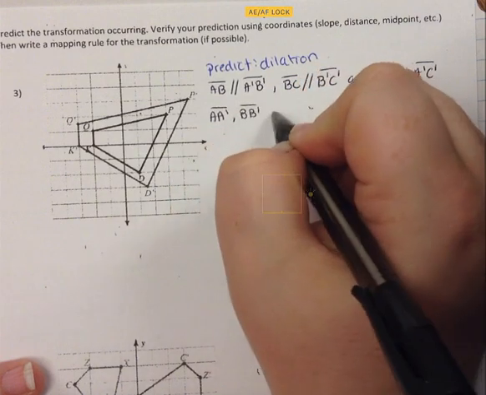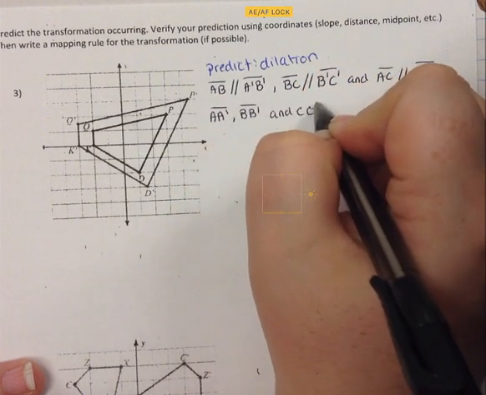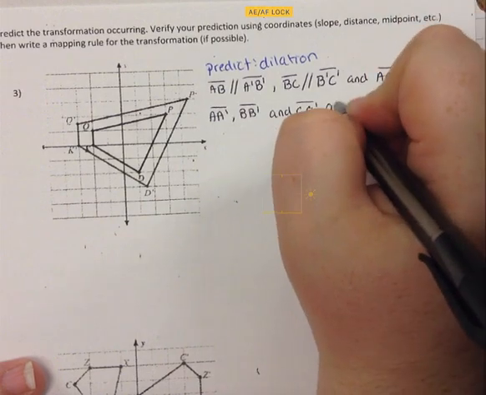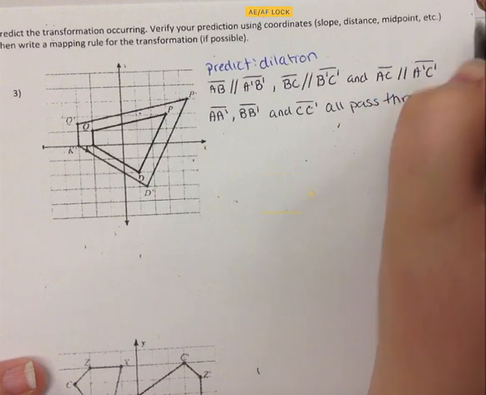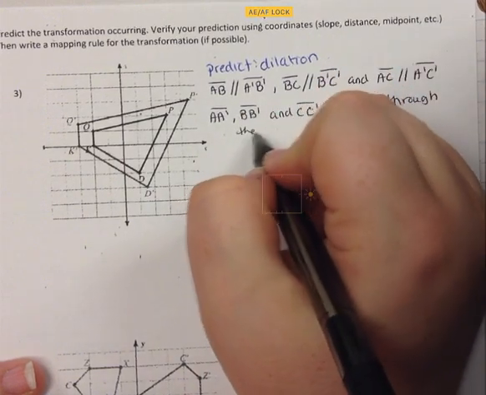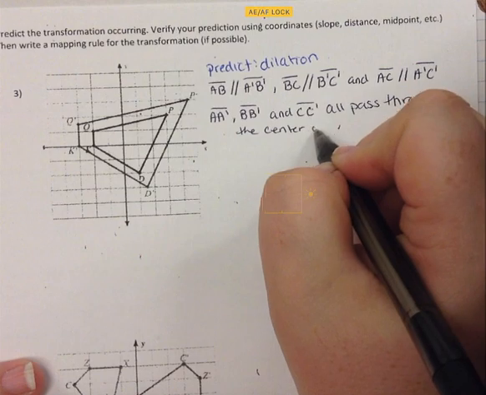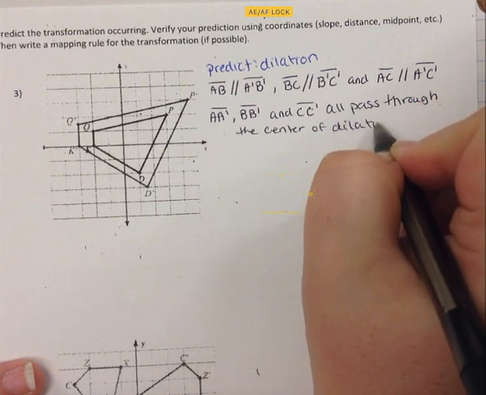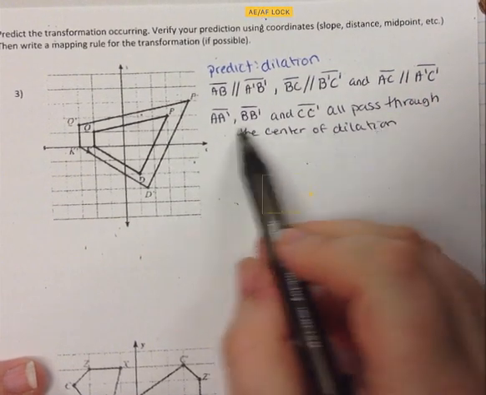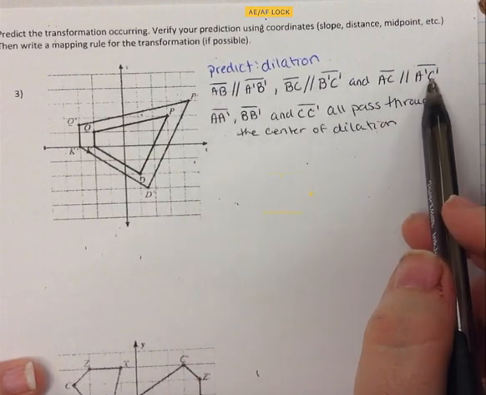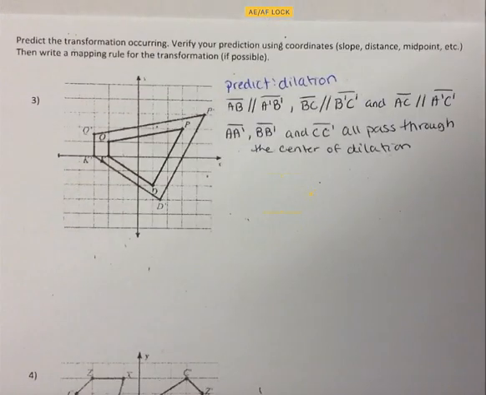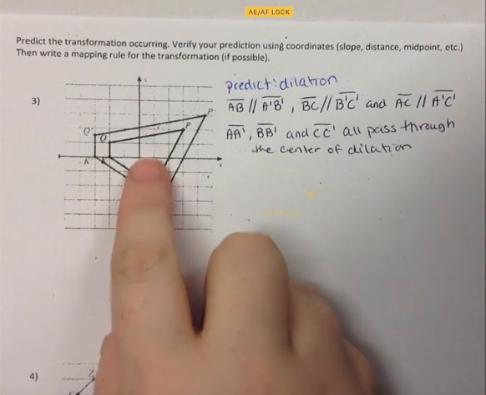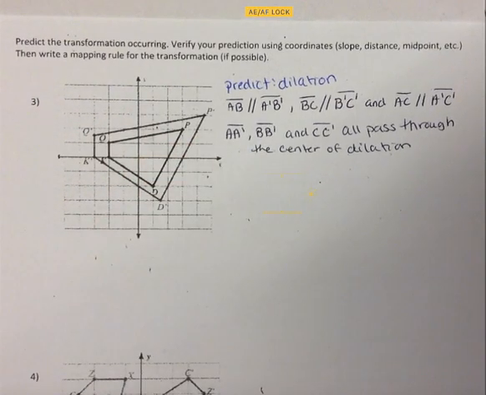And then we should also show that AA prime, B prime, and C prime all pass through the center of dilation. So what that means is that when we connect them, if we've proven this part and we can find where they all go through, we would be able to find our actual center of dilation, which generally it will be 0, 0, but we can always check that.